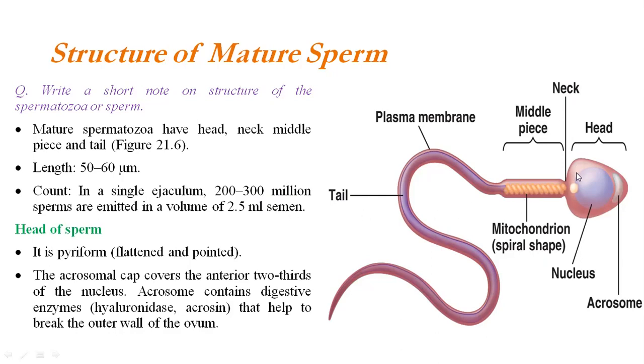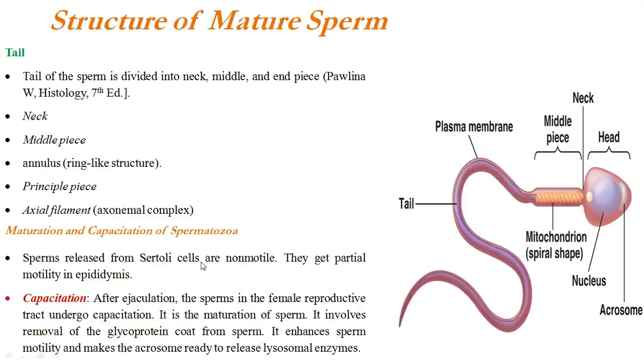of semen. Now coming to the head of the sperm, it is a pyriform, flattened and pointed structure. It has a cap, you can see here, called the acrosomal cap, which covers the anterior two-thirds of the nucleus. See, this is the nucleus and this is the anterior two-thirds, which is covered by the acrosomal cap. The acrosome contains digestive enzymes like hyaluronidase and acrosin that help to break the outer wall of the ovum. That outer wall we will study in embryology as the zona pellucida. That will be broken because of the presence of these digestive enzymes, hyaluronidase and acrosin.